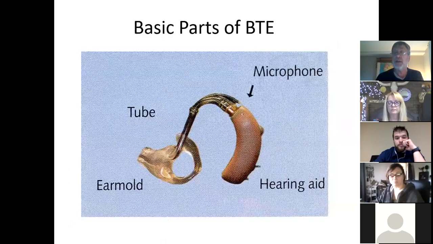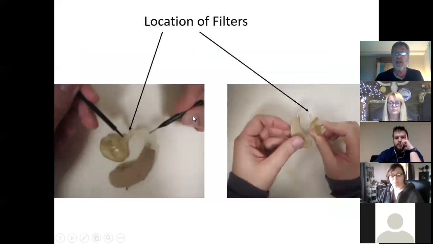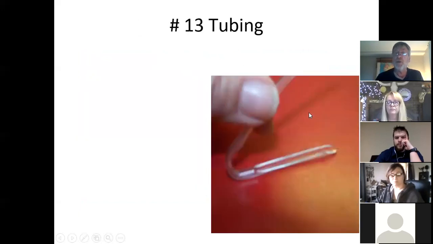Again, the high power BTE, the filters were usually here or here. Here you can see a vent. And again, that's just in those kind of hearing aids using number 13. The location of filters was often at the end of the ear hook, as we saw. Good old number 13 tubing.